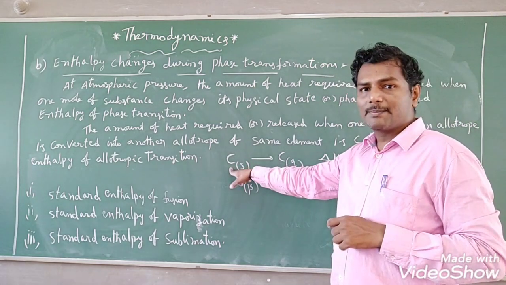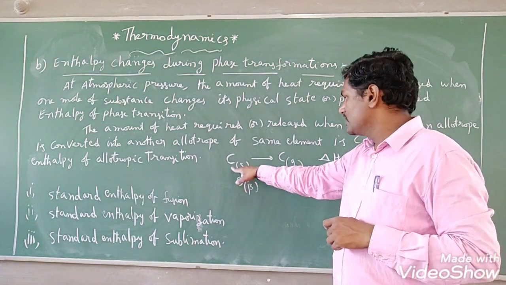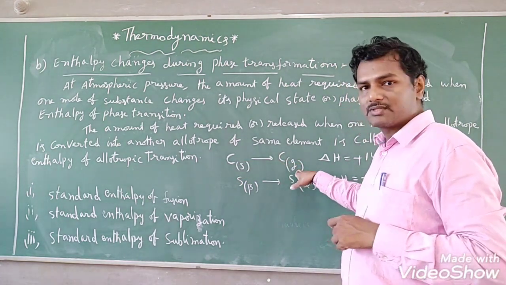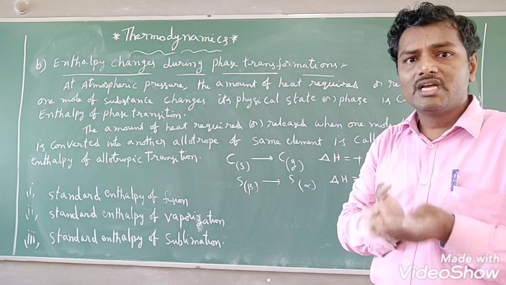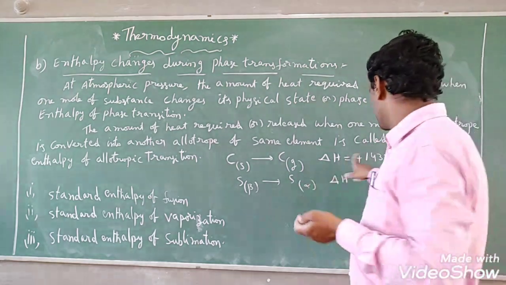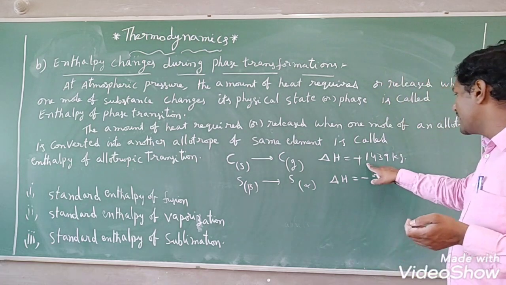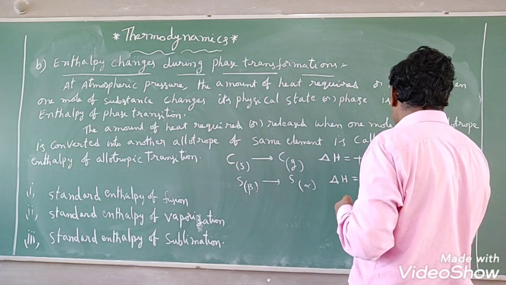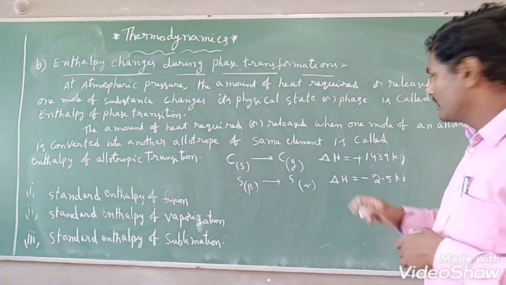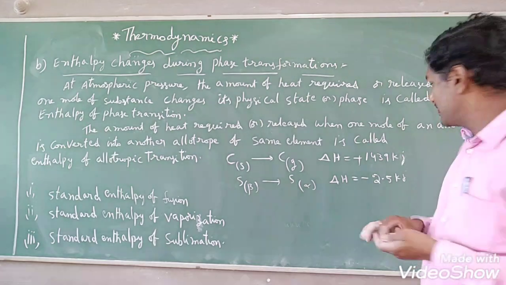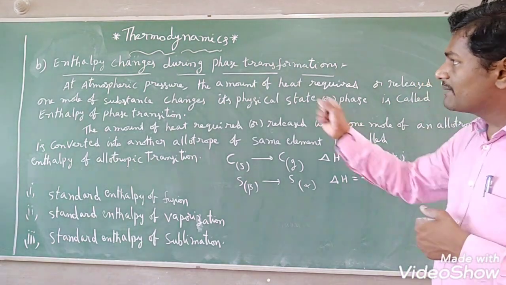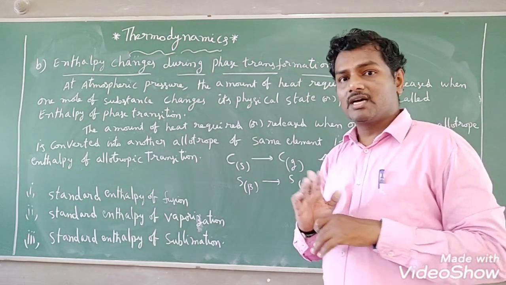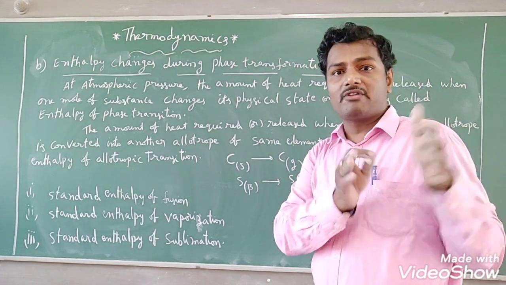Suppose I have taken carbon, generally it is in the solid state. If you want to convert carbon from a solid state substance to a gaseous state substance, how much heat is required to convert solid to gas? We require plus 1439 kilojoule per mole. This much amount of energy is required, right? That is the meaning of enthalpy of phase transition. Sometimes we may get allotropic forms also.